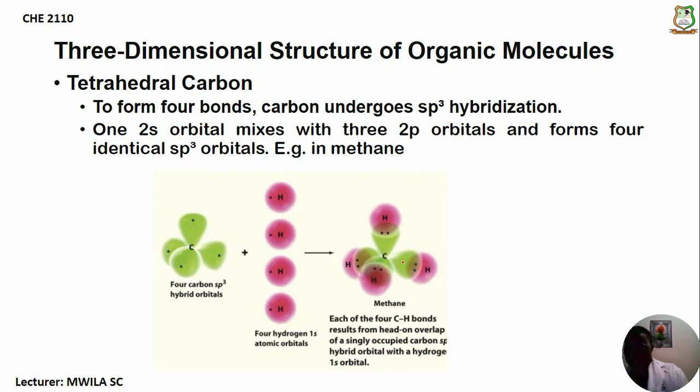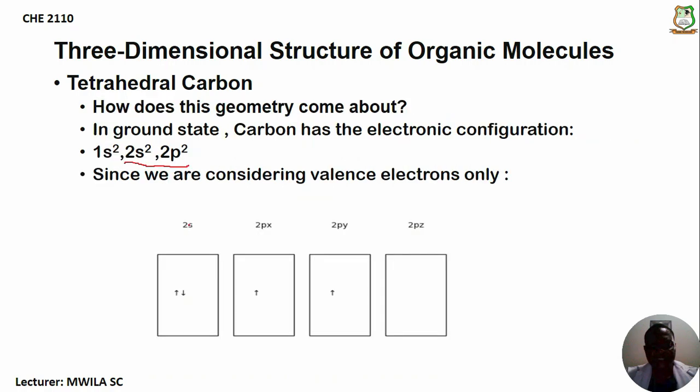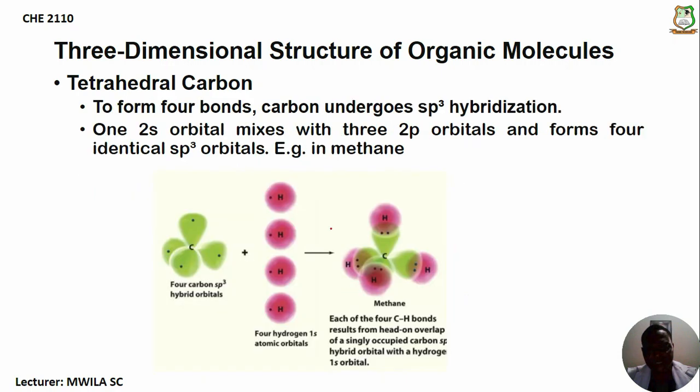Okay, so to form other bonds, carbon is going to undergo what we call sp3 hybridization. Like we saw here, the 2s mixed with these three p orbitals, and we came up with four carbon sp3 hybrid orbitals that we are able to see here. They are arranged far apart from each other. Here we are taking an example of methane.